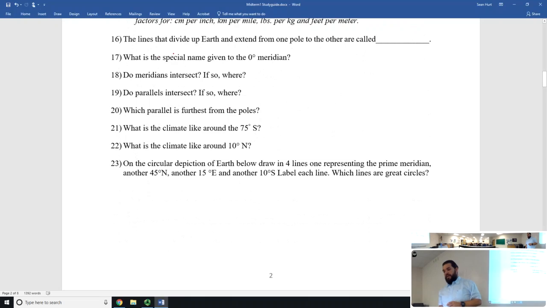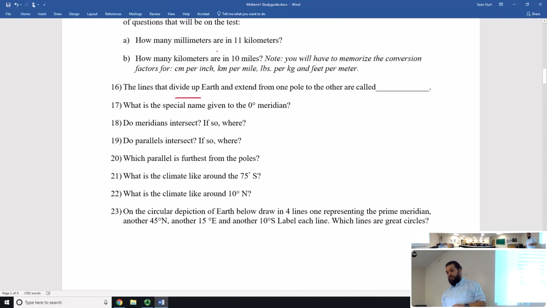All right, lines that divide up Earth and extend from one pole to the other. Oh, by the way, does everybody know these different conversion factors? Centimeters per inch, 2.54. Kilometers per mile, 1.6. Pounds per kg, 2.2. Feet per meter, 3.28. If you have some sense about these things, I think you'll be okay with those questions.